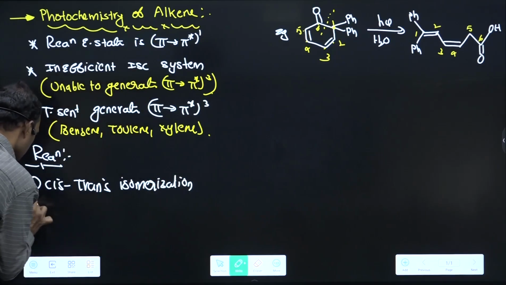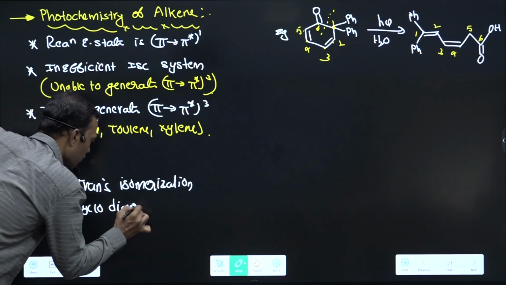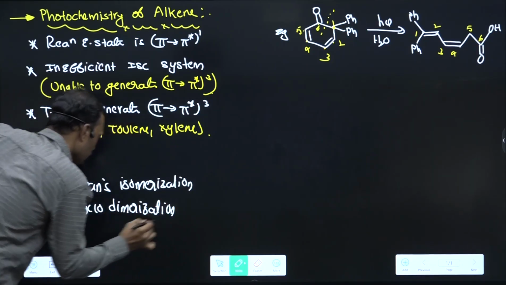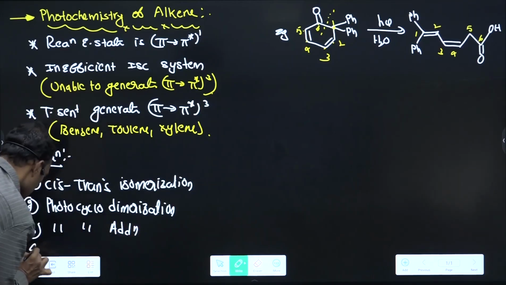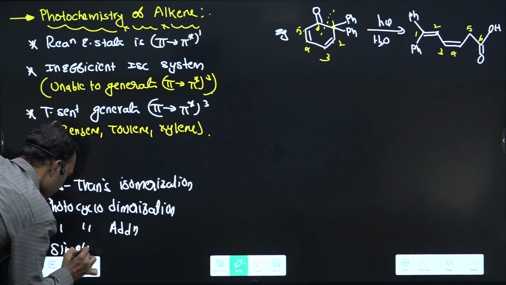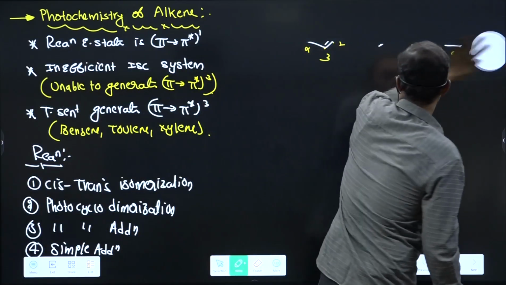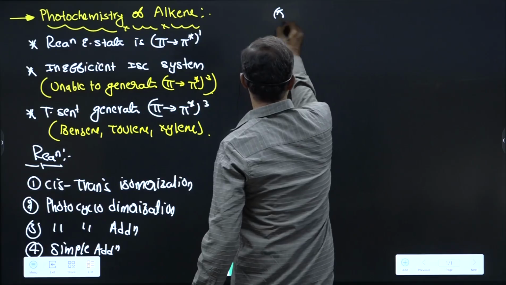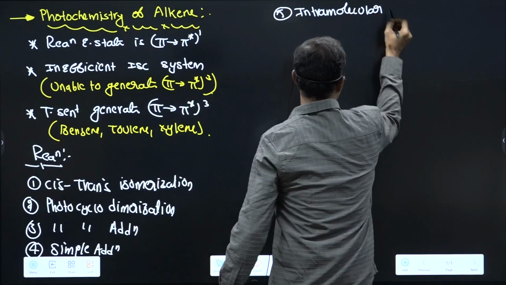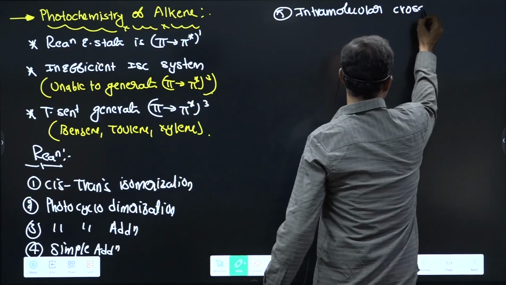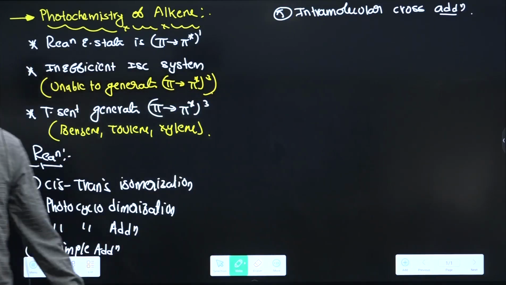Next, this is simple photocyclodimerization. Next, photocycloaddition. Then followed by simple addition. Simple addition is also possible. Then intramolecular cross addition. Total 5 types of reactions are known for olefin.